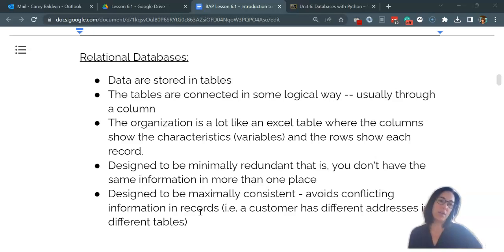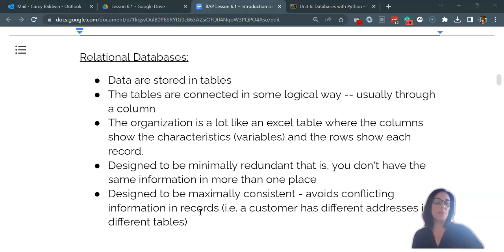In a relational database, the data are stored in tables, and the tables are connected in some logical way, usually through a column that matches records in a sensible pattern. The organization of a table is a lot like an Excel spreadsheet where the columns show characteristics, some kind of variable, and the rows show each record. We're going to see an example of that in a little bit.